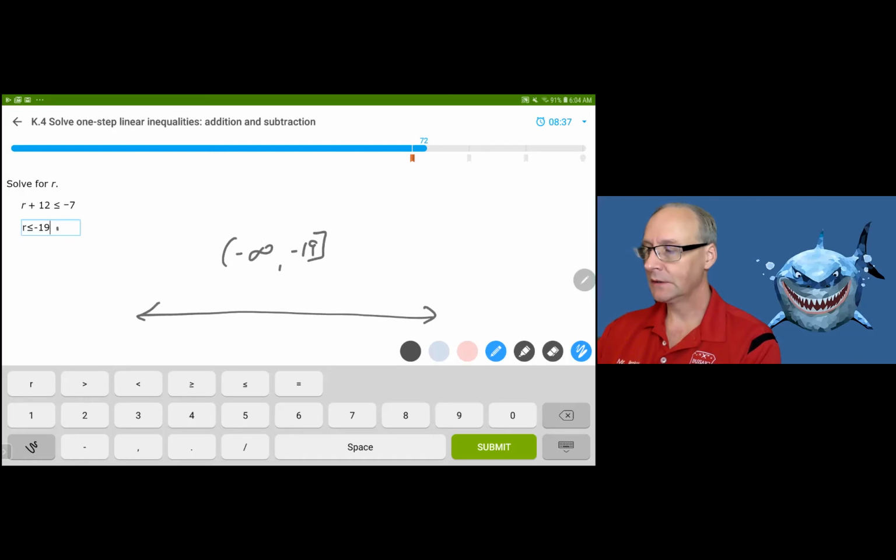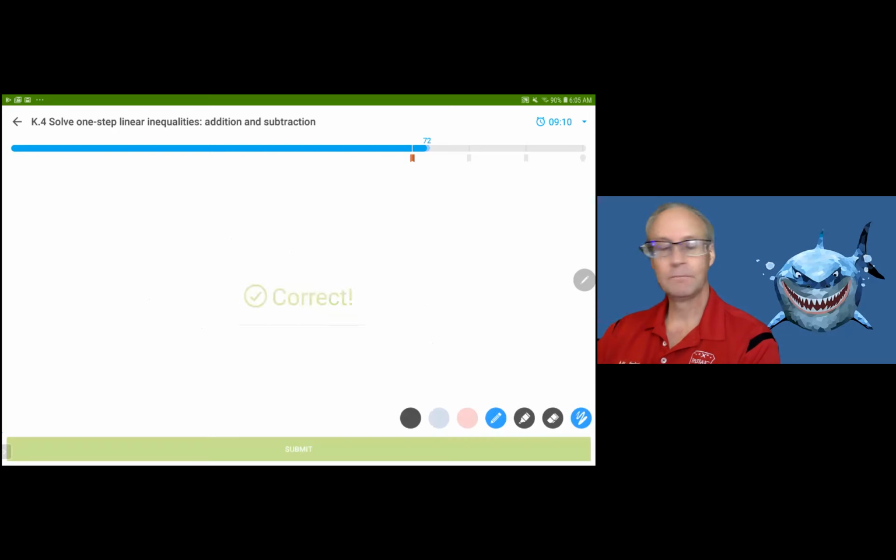My number line would look something like this. Here's 0, here's negative 20, here's negative 30. And we want it to be including negative 19 and everything this direction. So all of these numbers are the big negatives that are further from 0. Anyway, that's another way of looking at it. R is less than or equal to negative 19. Notice that I did include the little filled in circle.